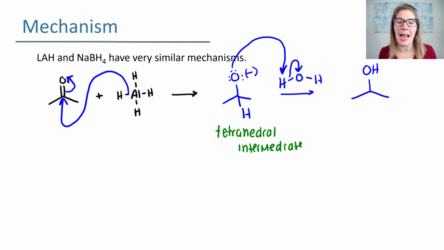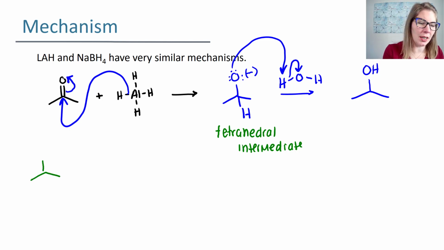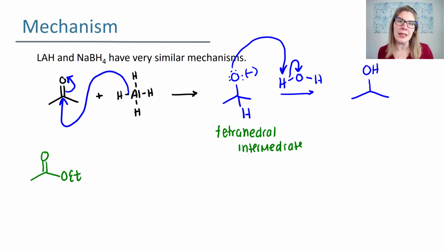All we needed was to add water in a separate second step for that proton transfer. But if we were to change this, let's pretend that instead of starting with a ketone, we started with an ester. And I'm going to write OET here. That ET stands for ethyl, right? So this is an ester where we have oxygen and then an ethyl group attached to that oxygen.